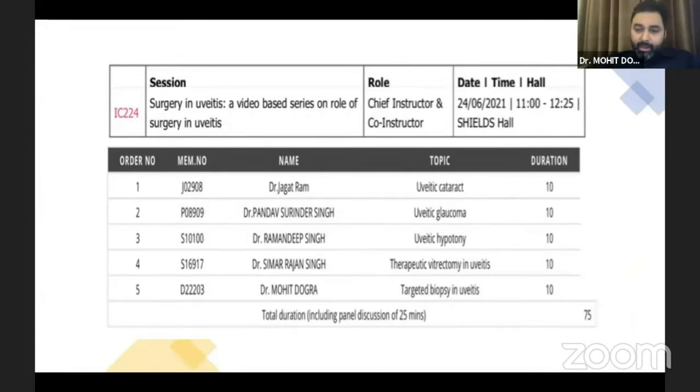And with this, before I hand it over to my esteemed teacher, Professor Jagatram sir, this is just a quick brief layout and the flow of how our instruction course should work. We're going to begin with Professor Jagatram sir with uveitic cataract, followed by Pandav sir. He's going to talk to us on uveitic glaucoma. As I said already, Professor Raman's going to talk to us about managing uveitic hypotony. Simar then talks about therapeutic vitrectomy, and I would like to share a few cases of targeted biopsy in uveitis.